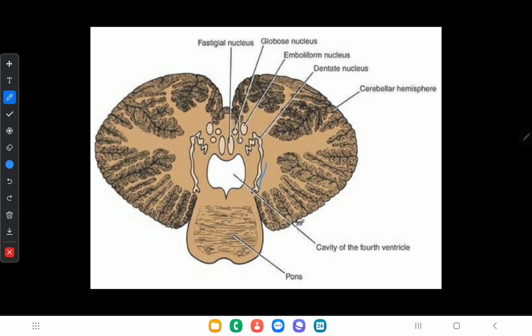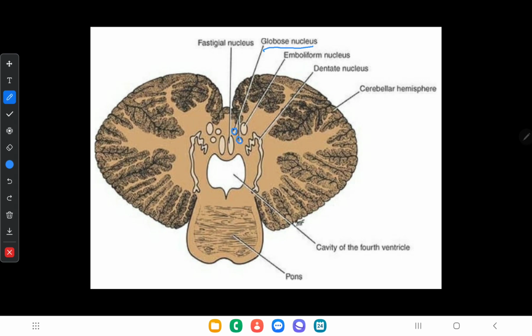As you can see here, the dentate nucleus is the largest nucleus. It has the shape of a crumpled bag with an opening facing medially. Efferent fibers leave the nucleus through the opening to form a large part of the superior cerebellar peduncle. The emboliform nucleus is ovoid in shape and lies medial to the dentate nucleus. Then the globose nucleus consists of one or more rounded cell groups. It lies medial to the emboliform nucleus.